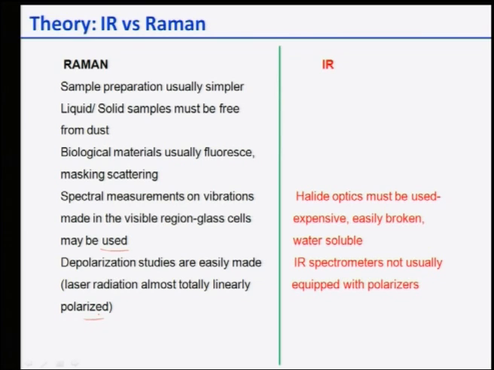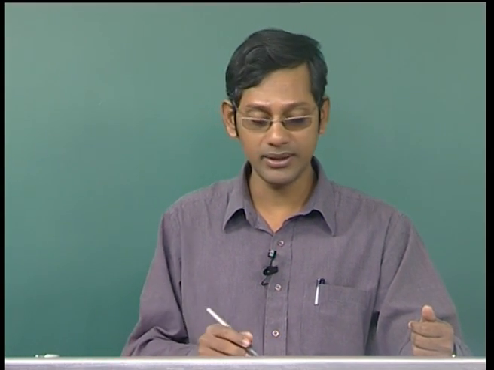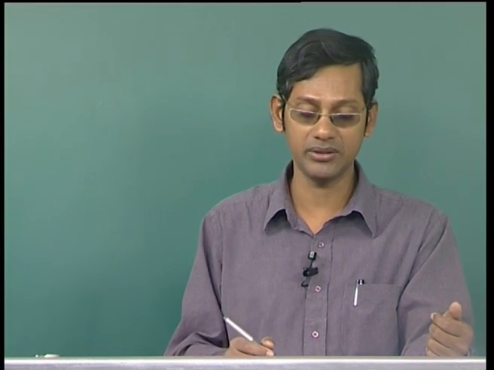But in case of IR, halide optics must be used, as you have seen, they are very expensive and can be broken. Water can also absorb, because basically other than halides, most of the materials absorb the IR radiation and it is not possible to get good data. IR spectrometers are not usually equipped with polarizers; on the other hand, Raman spectrometers are usually equipped with polarizers.